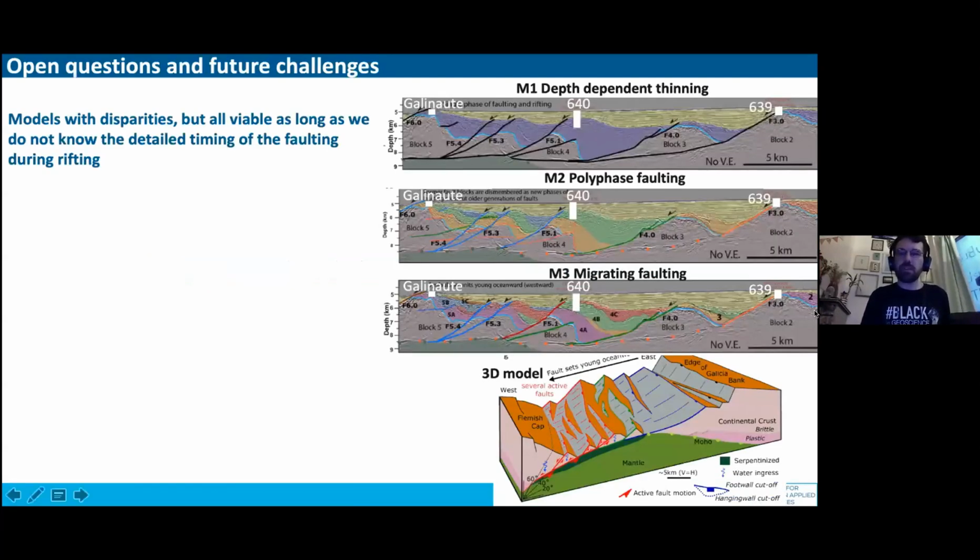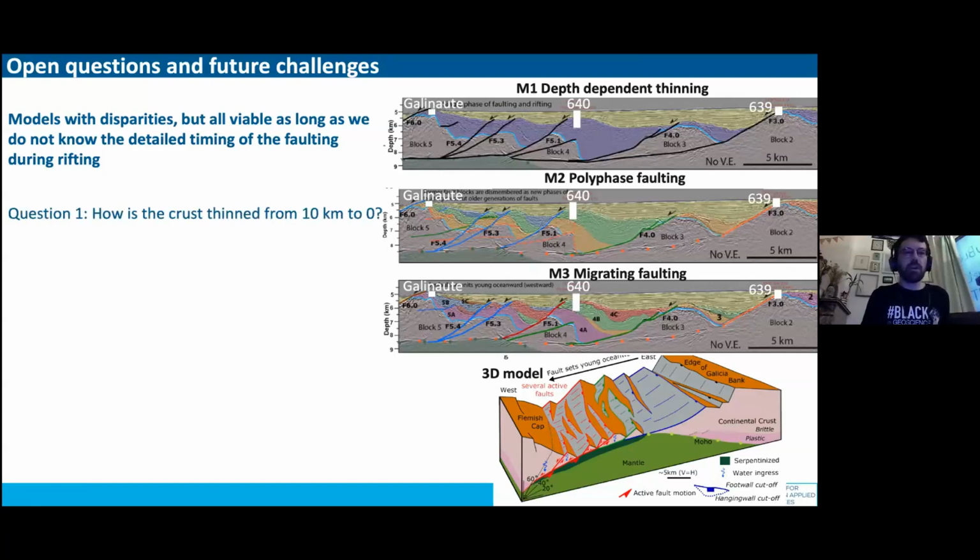Well, those models I introduced, I said they show disparities, but they are all viable as long as we do not know the detailed timing of the faulting during rifting. And the differences between those models can be summarized in three major questions that apply not only to the West Iberia, but also to all those margins that present similarities to the West Iberian margin.